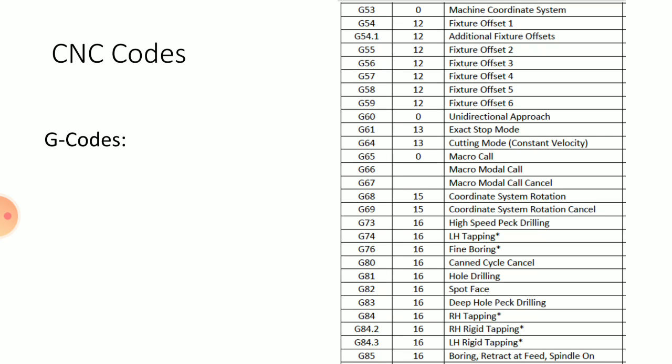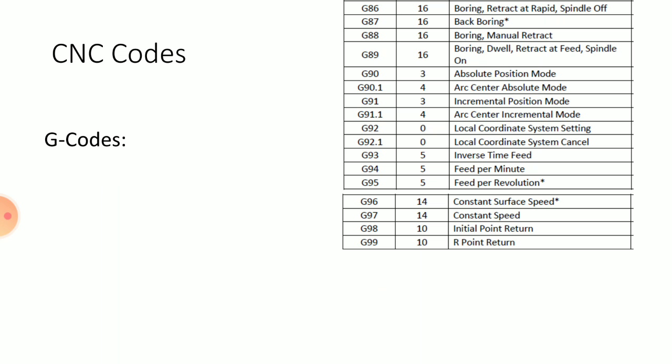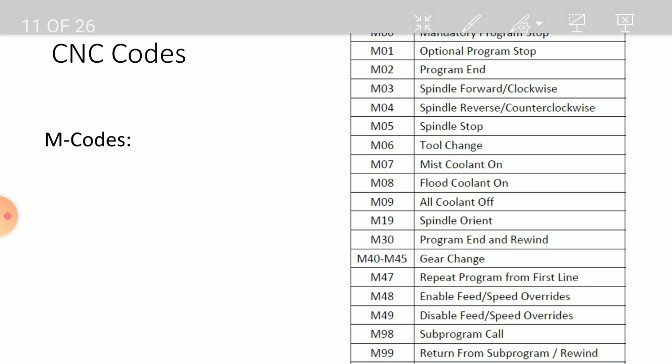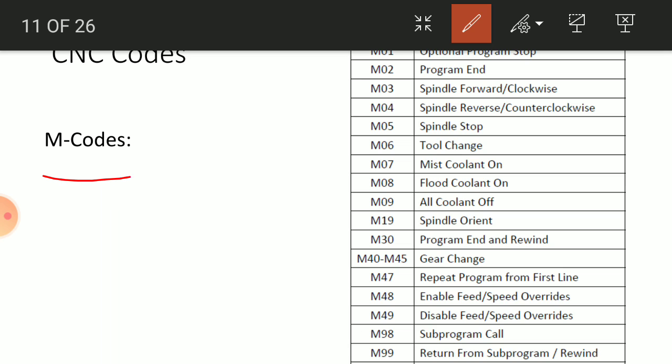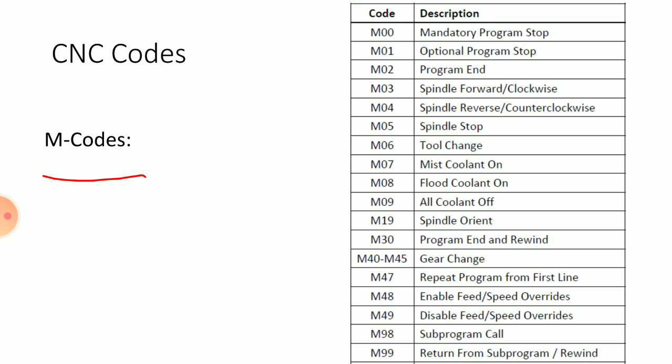These are the list of the G codes. Again, these are the G codes, these are the M codes. What is the difference between G code and M code? G codes are used to perform the actual manufacturing operations on a workpiece, but M codes are used for controlling the machine. Just like you have to start the machine, or switch on the machine or switch off the machine.